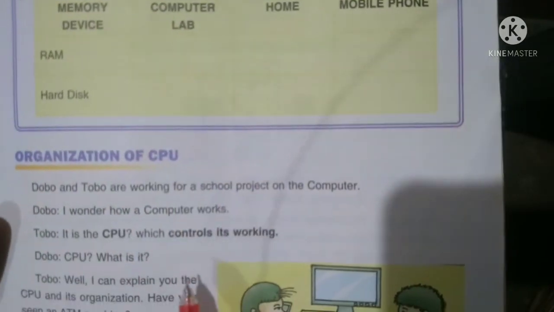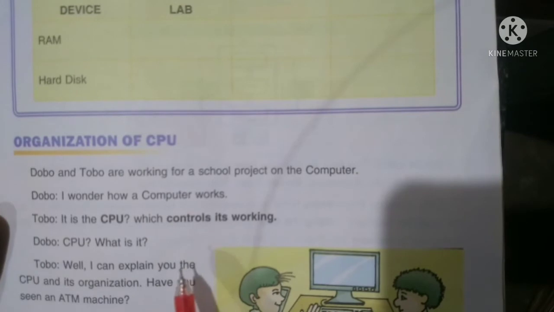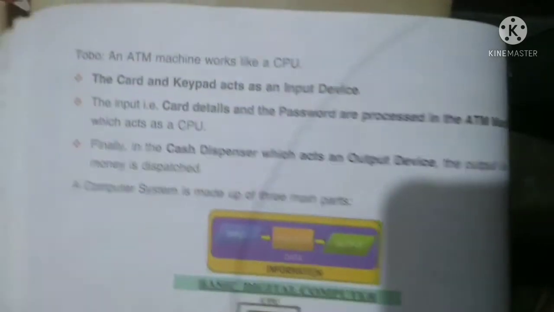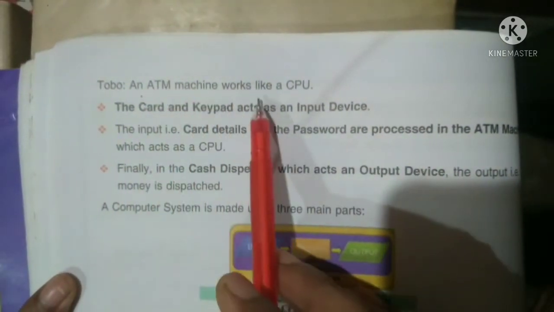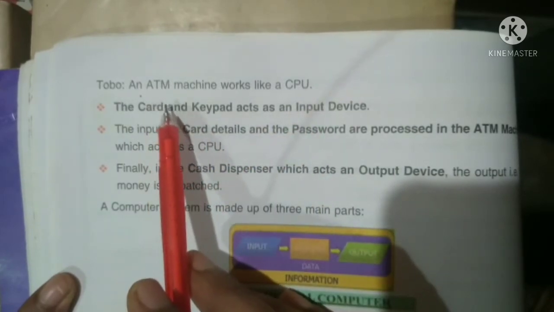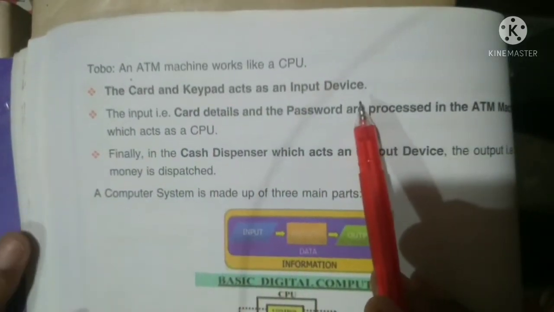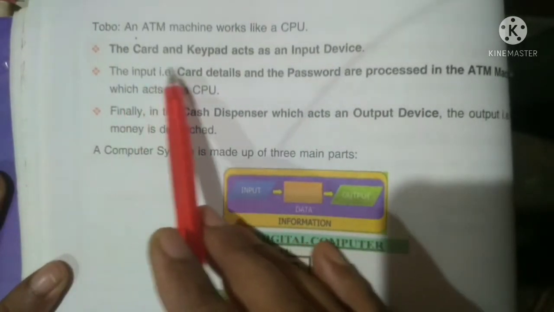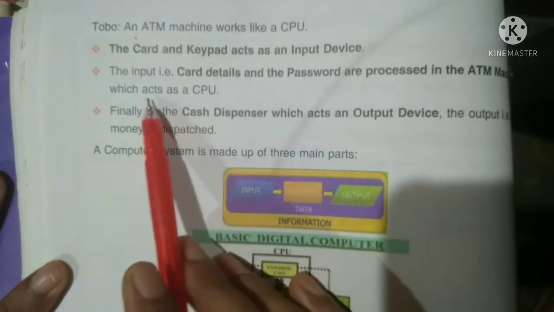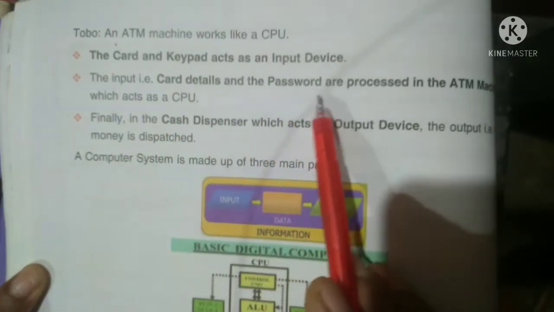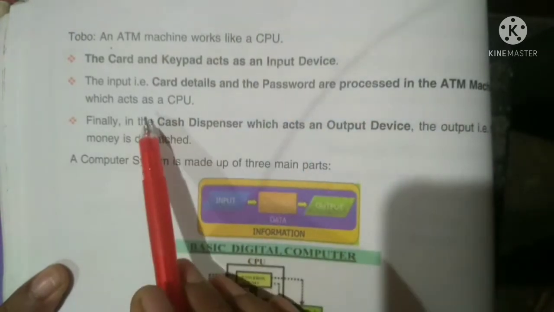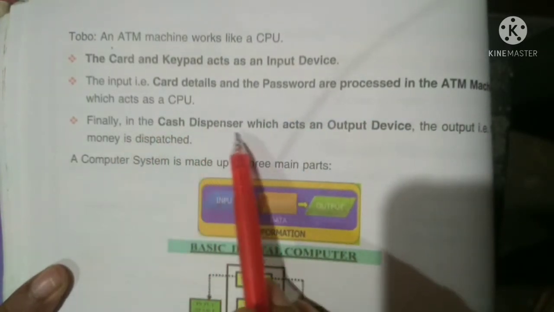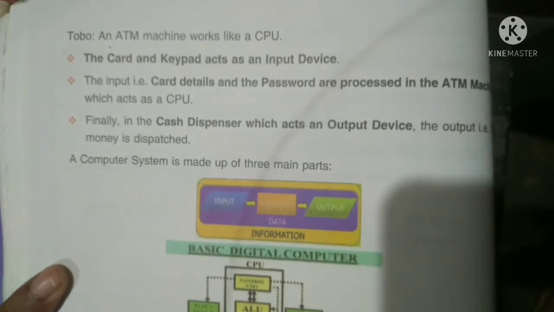Organizing of CPU. CPU, central processing unit. ATM machine works like a CPU. ATM, automated teller machine. You have already seen this thing. You can get money with the help of ATM machine. The card and keypad act as an input device. The input, that is card details and password, are processed in the ATM machine, which acts as a CPU. The cash dispenser acts as an output device.